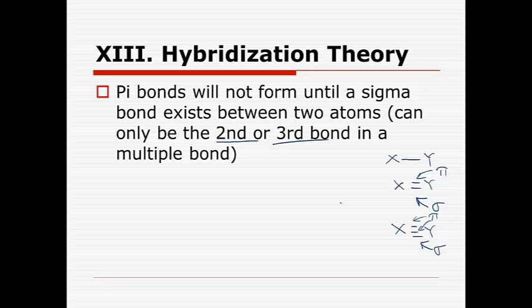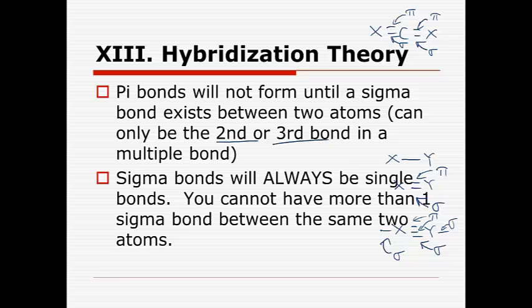Now, if this bonds to other things, this has to be a sigma bond. If this bonds to other things, that also has to be a sigma bond. If you have something bonded like that with another double bond like that, that's a sigma, that's a pi, that's a pi, that's a sigma. The top one doesn't have to be a pi, but one of them has to be a pi, and one of them has to be a sigma. Sigma bonds will always be single bonds. You cannot have more than one sigma bond between the same two atoms.